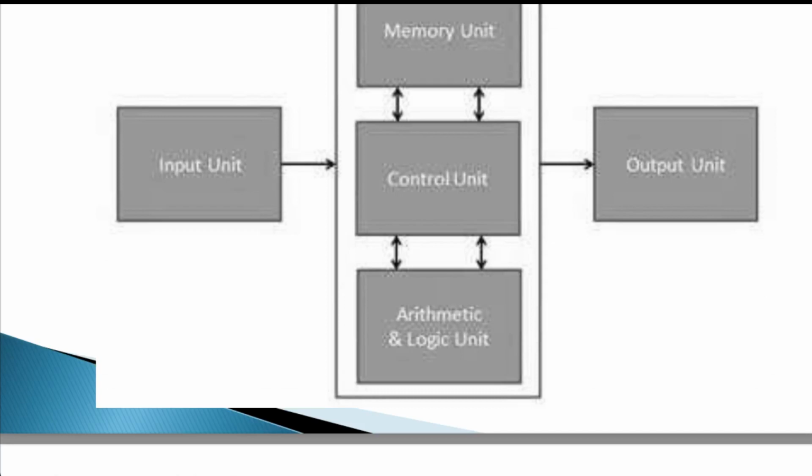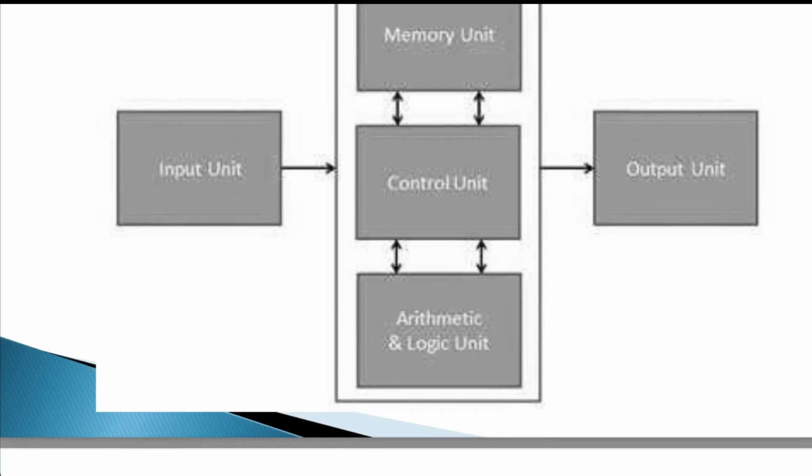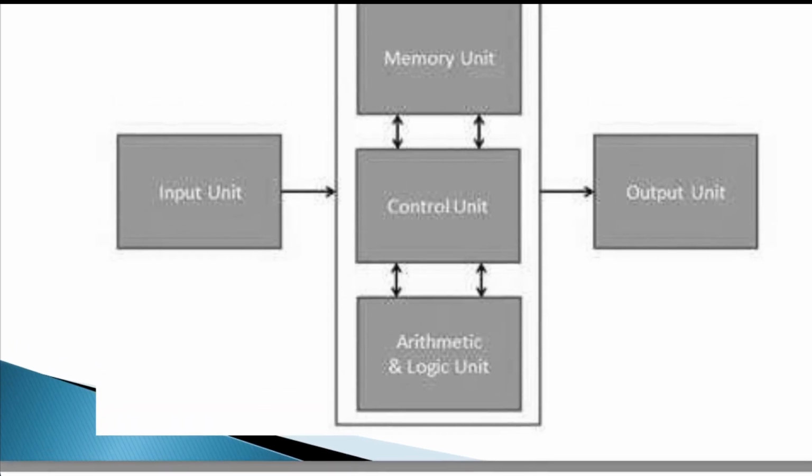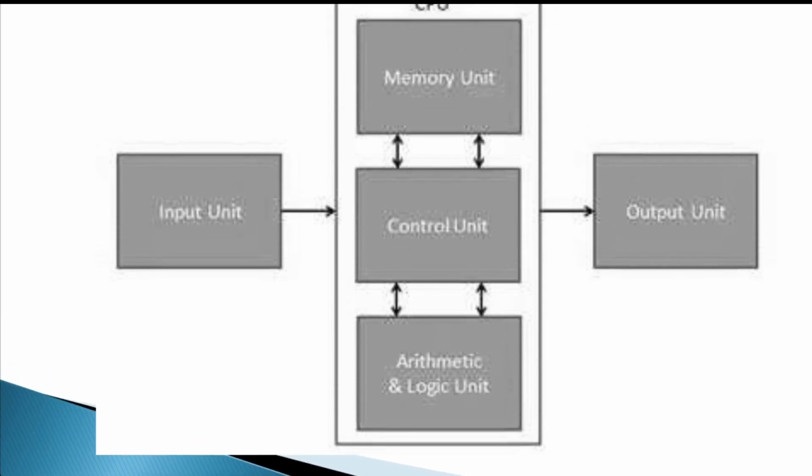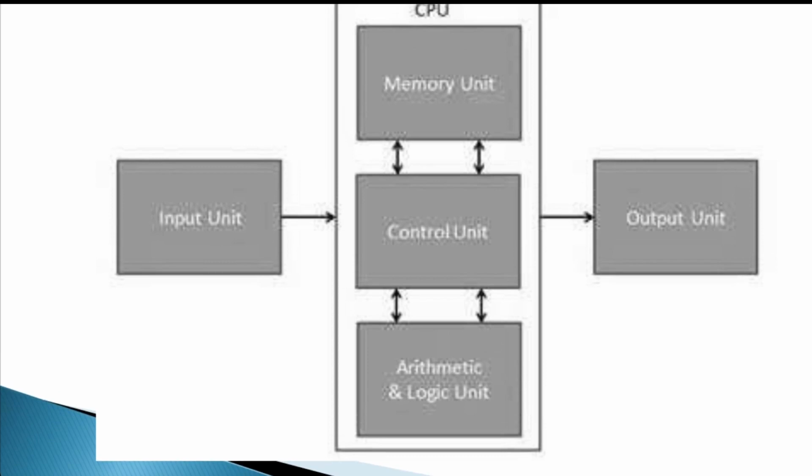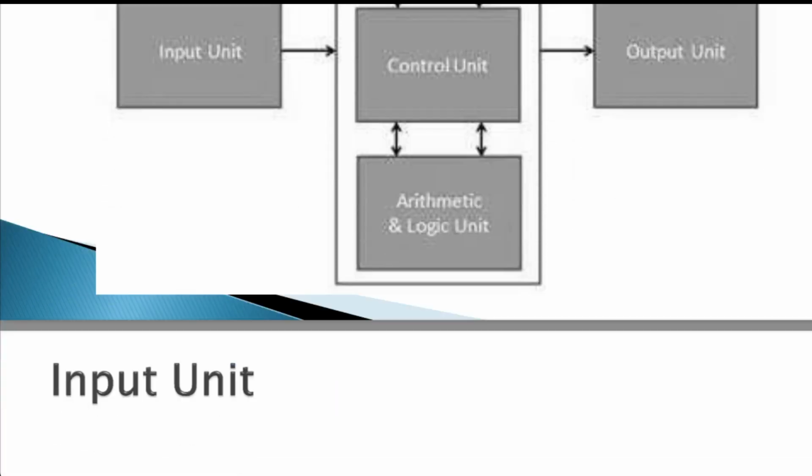So this is the architecture of a computer. The central one that you see is called the CPU, the central processing unit, obviously called the brain of the computer, that comprises of the memory unit, the control unit, and the ALU, the arithmetic and logic unit. So you have the input that goes into a CPU and you get the output. This is called the architecture of a computer.